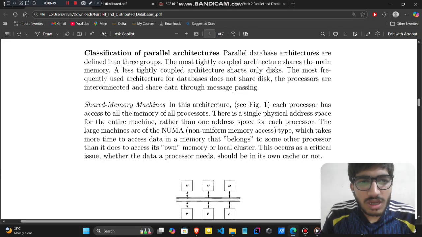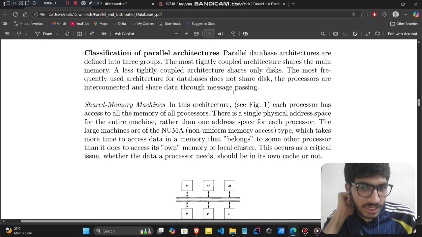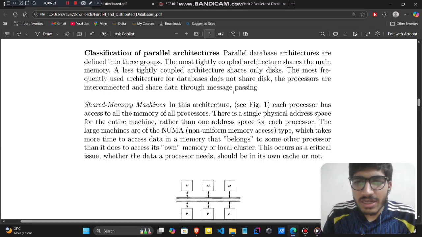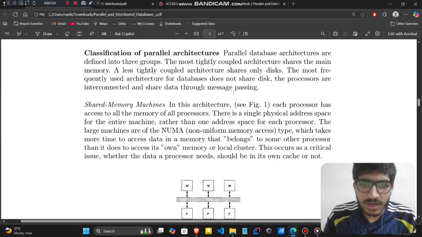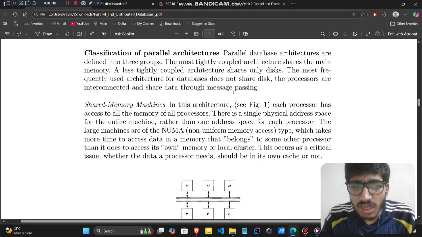So the classification of parallel architectures. Parallel database architectures are defined into three groups. The most tightly coupled architecture shares the main memory. A less tightly coupled architecture shares only disks. The most frequently used architecture for databases does not share disk. The processors are interconnected and share data through message passing.